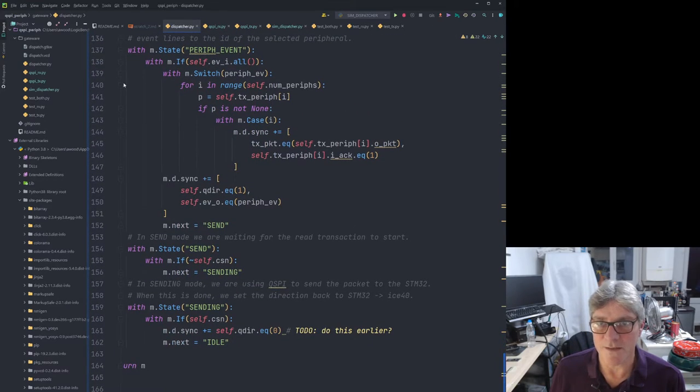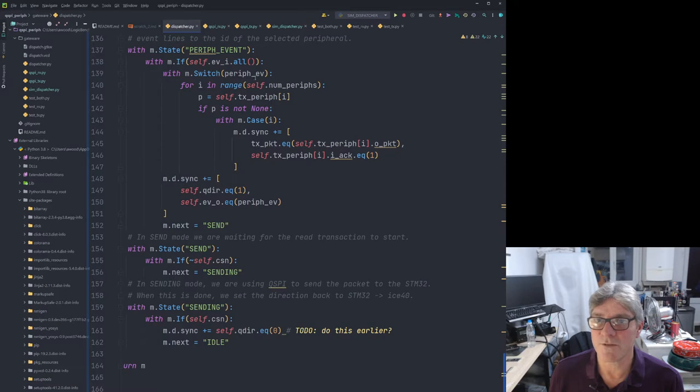So if we have a quick look at this then, with the state peripheral event, we're in the peripheral event. With m, if self.ev equals all, so in other words, if they're all pulled up, i.e. they're not being set, then we can proceed, because we don't want to set those pins if they're already being received. So we're checking that the STM32 hasn't just suddenly decided to try and send something to us.